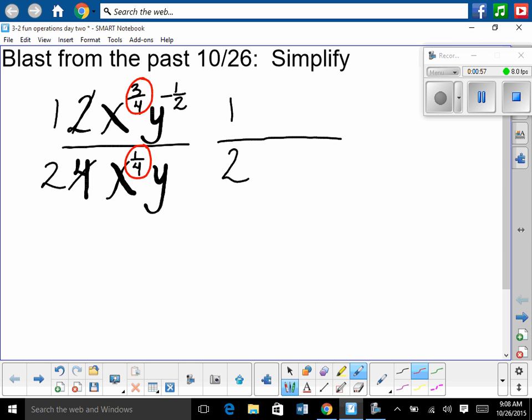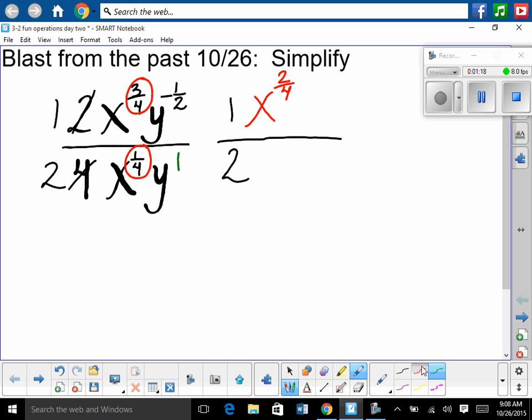So what's 3 minus 1? 3 minus 1 is 2. So 2 out of 4. So we'll have x to the 2/4 for right now. And then looking at this next part, we have y to the negative 1/2 divided by y to the what? First. Very good.